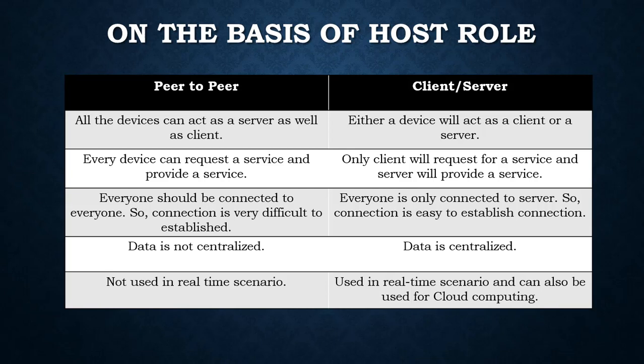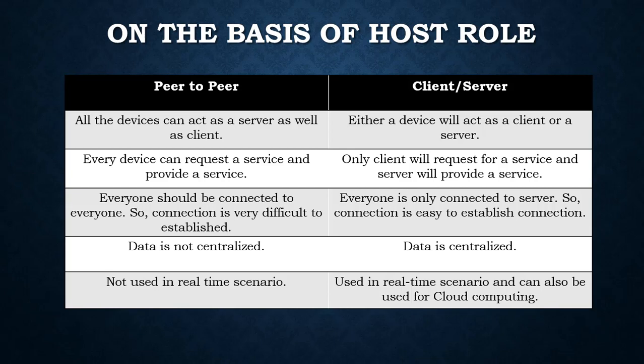All the devices can act as a server as well as a client. You can see in this, all the devices, there is no superiority. If someone is requesting, he is a client, and the other one is providing a service, he is a server. Everyone can act as a client and server, but in client server, the client can act as a client only and the server will act as a server only. No one can act as both at the same time, right? After that, every device in peer-to-peer can request a service and provide a service, but in client server, only the client can request the service and the server will provide the service. That's how client server works, right?